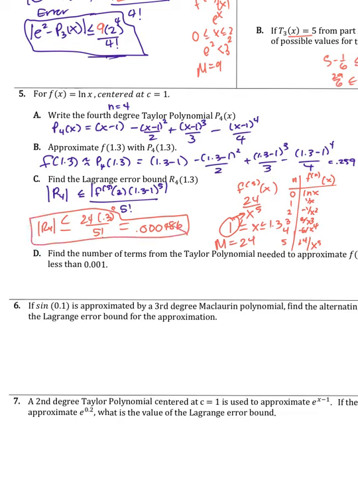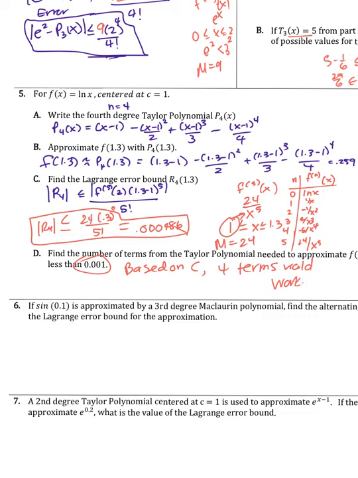Part D says find the number of terms from the Taylor polynomial needed to approximate f of 1.3 with a remainder of less than this. Well, we just got pretty lucky. That is already true, so we can definitely say, based on part C, we can use 4 terms.